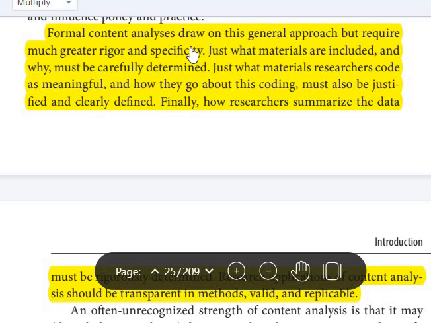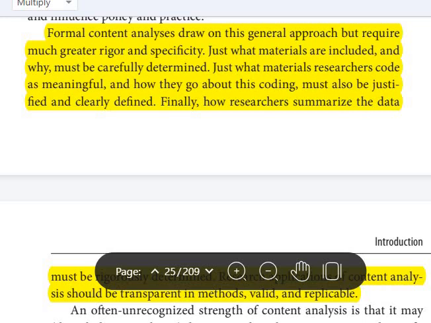But the formal one should be used with more care, rigor, and specificity. Just what materials are included and why must be carefully determined. You should always tell the readers what you're doing. Just what materials researchers code as meaningful and how they go about this coding must also be justified and clearly defined.